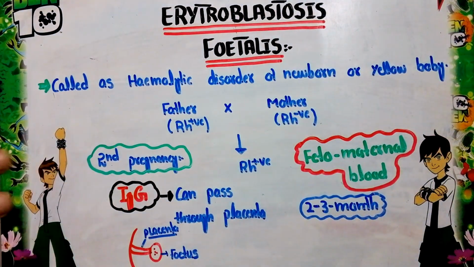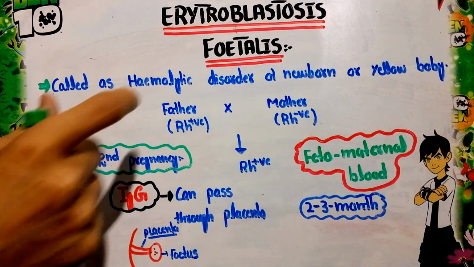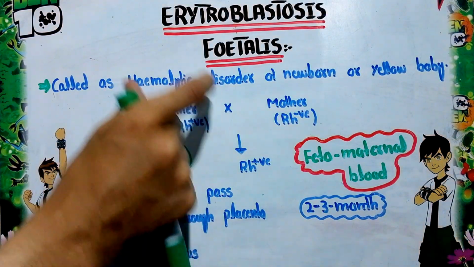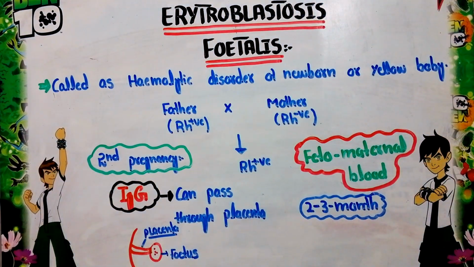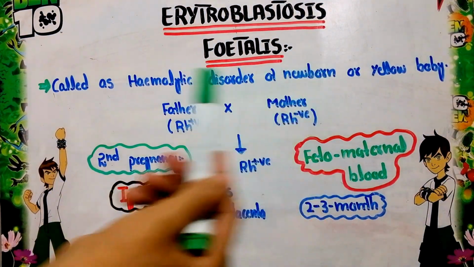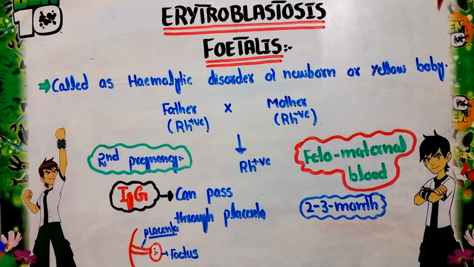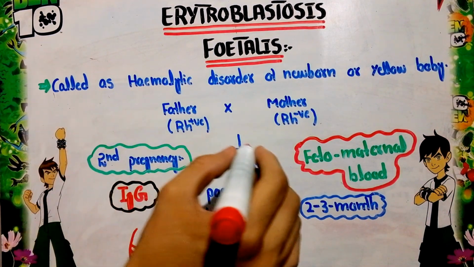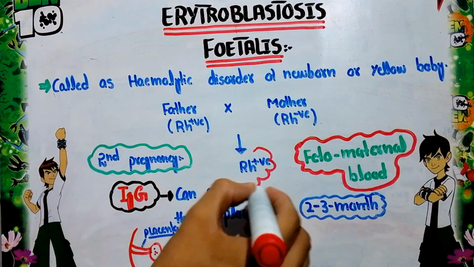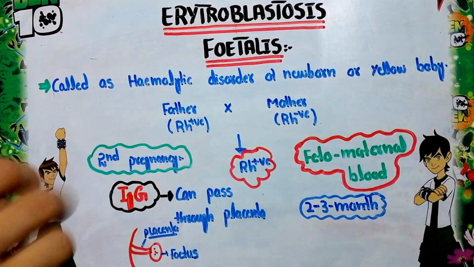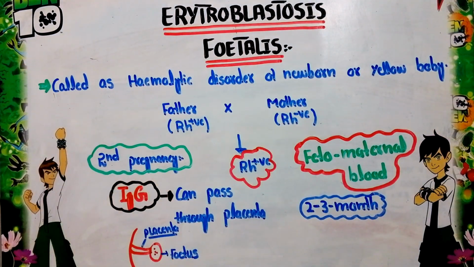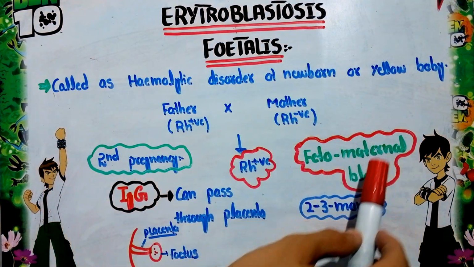Now, how is this condition developed? When a marriage occurs between an Rh positive parent, meaning the father, and an Rh negative mother, the result is a child that is Rh positive. In the first pregnancy, when the birth of this child occurs, mixing of the blood occurs. This blood is called fetal-maternal blood.